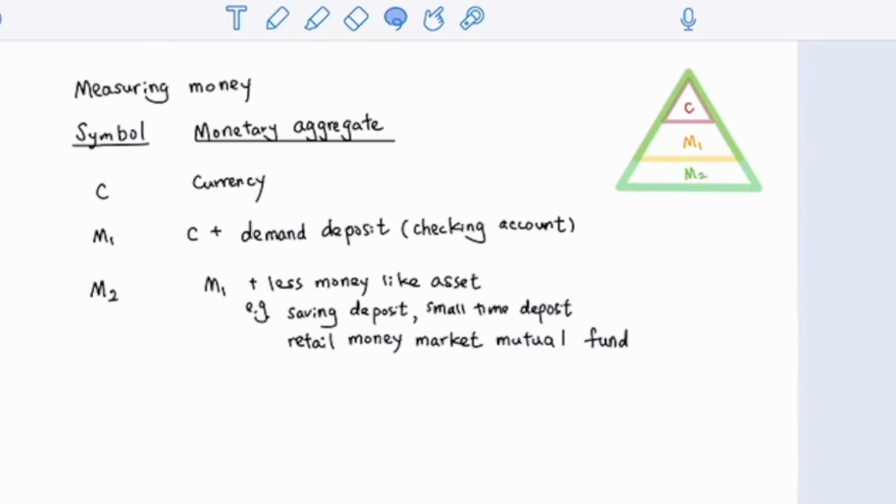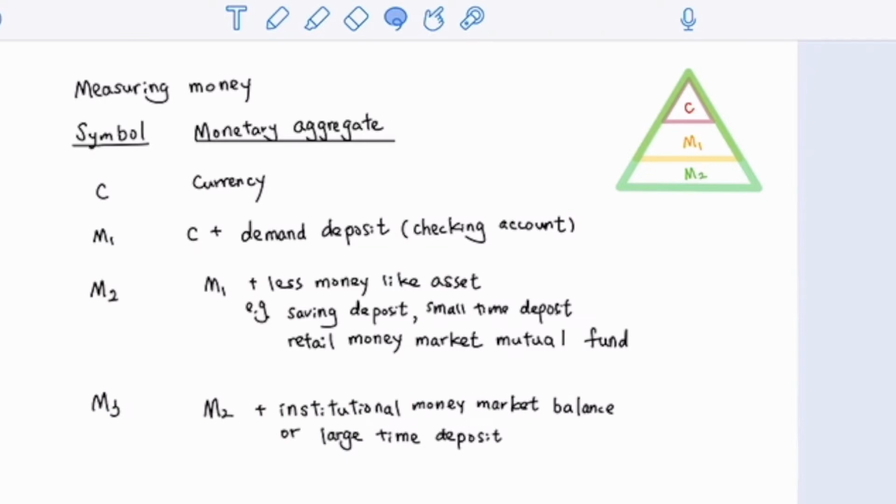Finally, the last symbol that we want to talk about is called M3. It is M2 plus the institutional money market balance or the large time deposit. Based on this definition, you will know that M3 includes not only the currency and the demand deposit, but also the less money-like assets, and the institutional money market balance or the large time deposit.